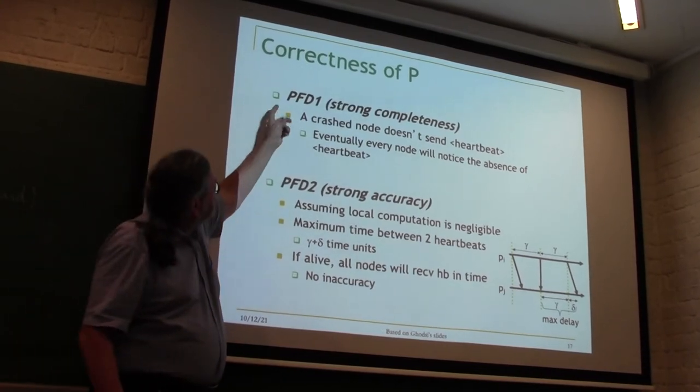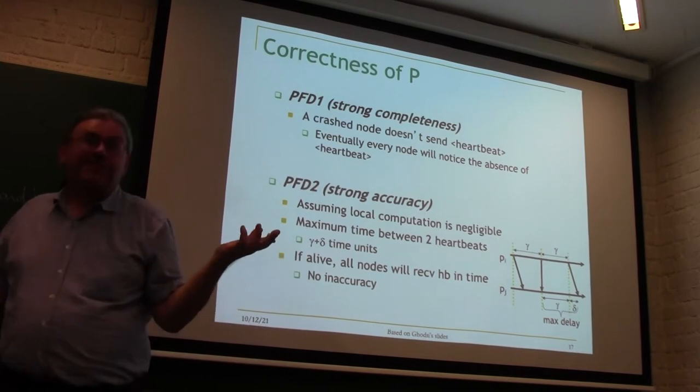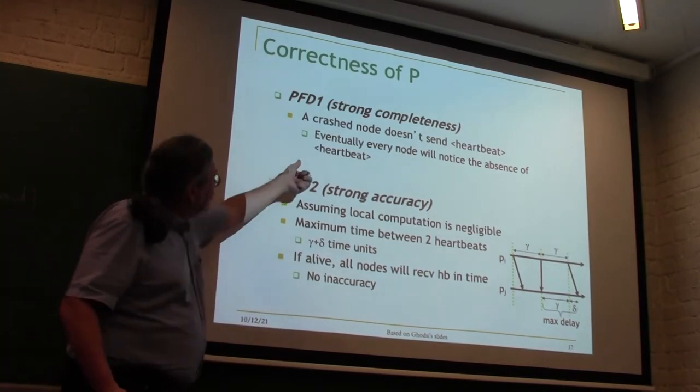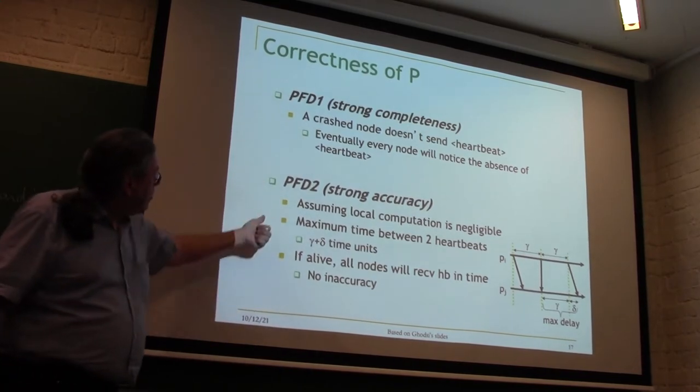So strong completeness is easy to prove. A crashed node will not send heartbeats, okay? Eventually, every node will notice that there are no heartbeats. Fine, we have this one. What about accuracy?